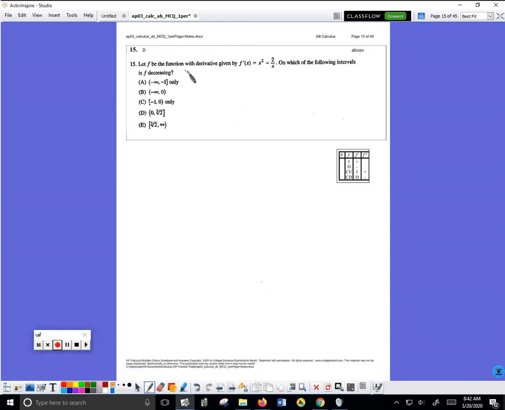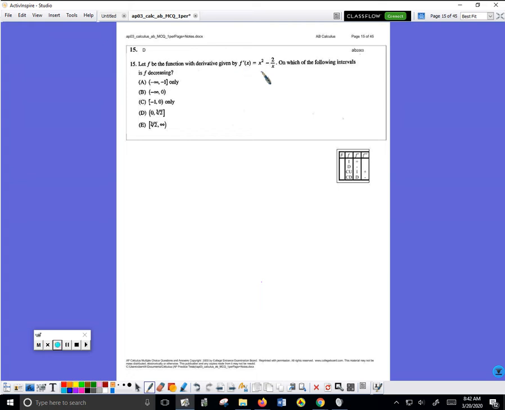Okay, so f is a function. They give me f prime. They want to know where f is decreasing. So f is decreasing whenever f prime is negative. But I can't make a graph, and when I can't make a graph, a sign chart is what I want. So I need a sign chart of f prime.